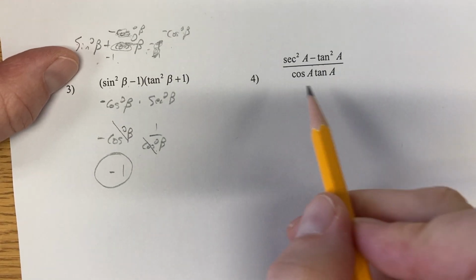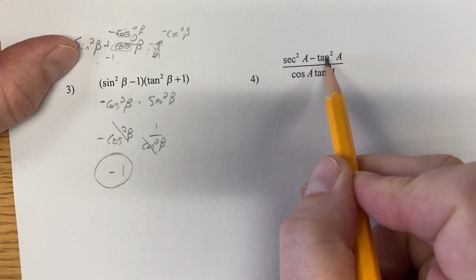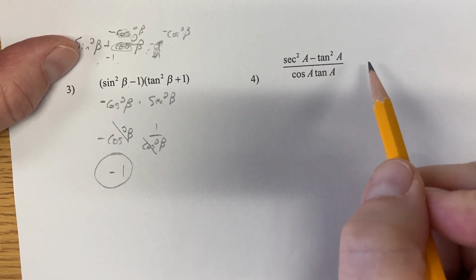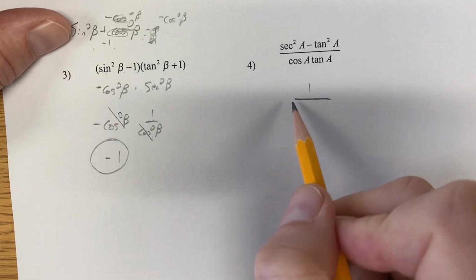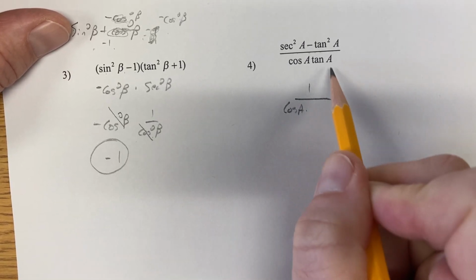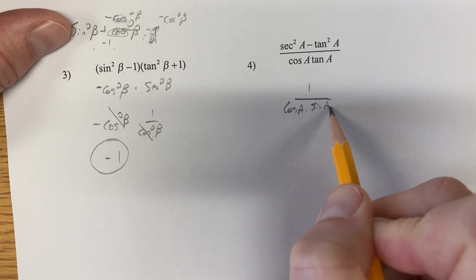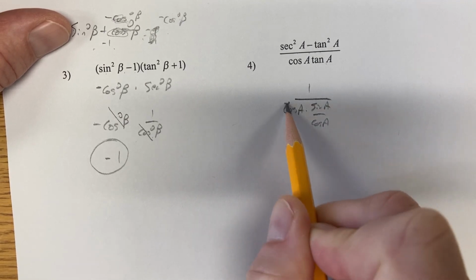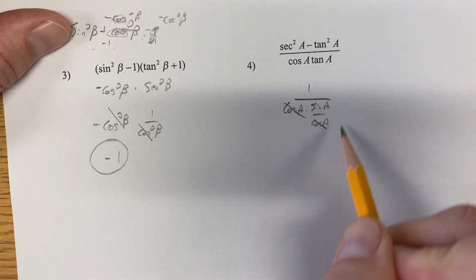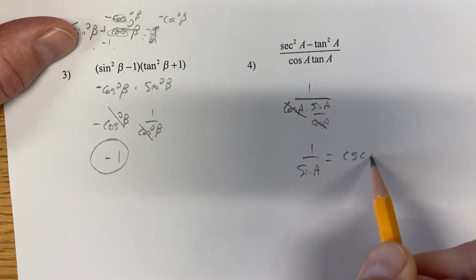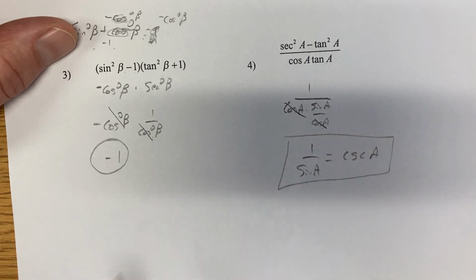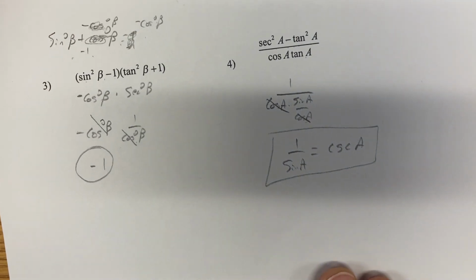For number 4, we have secant squared minus tangent squared. If I go and look at that, that's equal to 1. So I can make a quick replacement there. And then I have cosine A times tangent, which is sine over cosine. So these cosines can cancel. So we end up with 1 over sine. And if you left that, that'd be fine, or you can write that as cosecant. One way or the other, I think those are both probably the same.